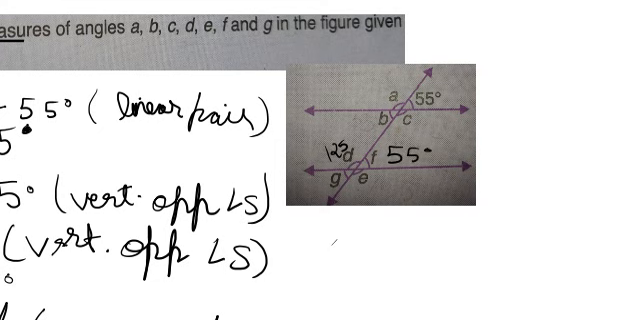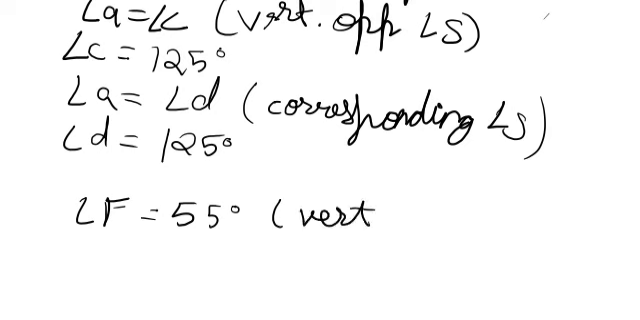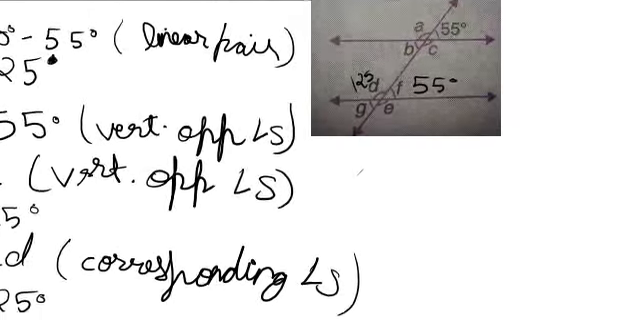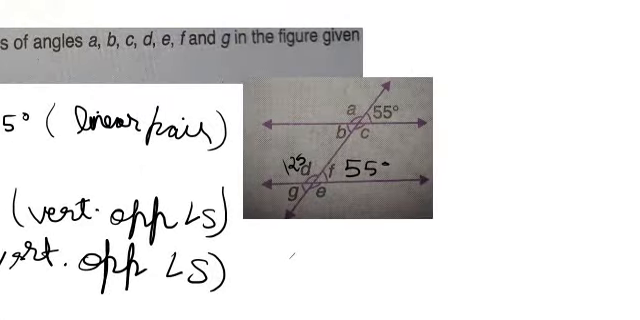So we'll go ahead and write it here that angle F is equal to 55 degrees, because they are vertically opposite angles. Okay, so this angle F equals 55 degrees. Now we have angle E and G left, right?